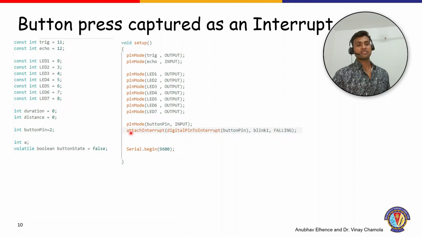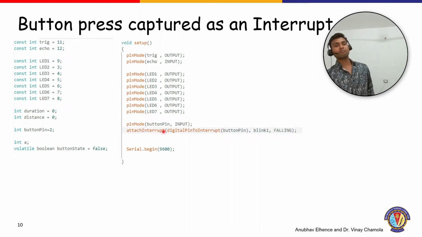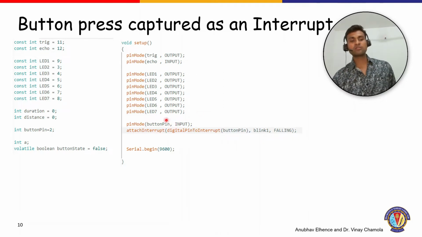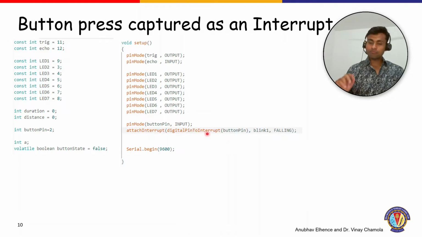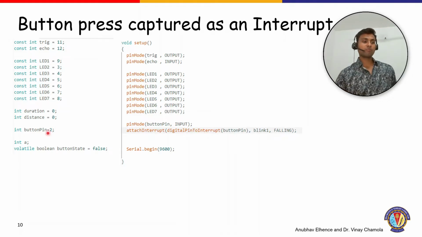The most important line is this attachInterrupt. Whatever my pin mode for the button pin was, I have attached that same button pin to the digital pin to interrupt. There are two interrupt pins on Arduino, pin 2 and pin 3. Therefore I'm using pin 2 as my button pin. If you're not understanding that, it's completely fine. You don't need to go deep, I'm just showing you a very practical example, and those who are already interested might enjoy seeing this code.